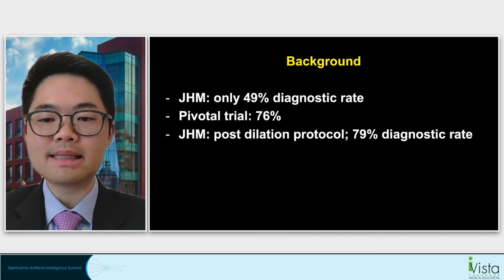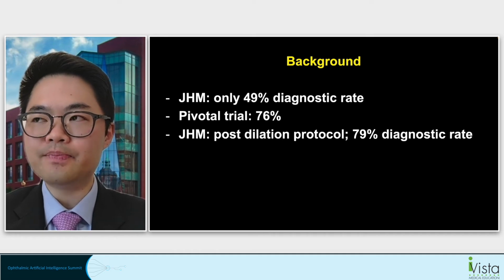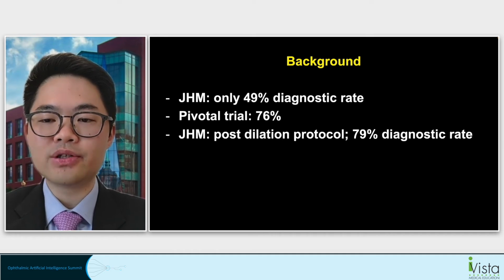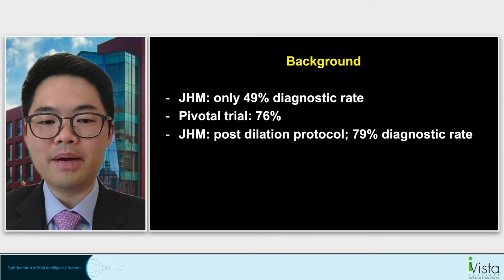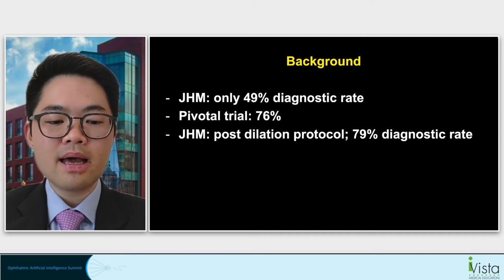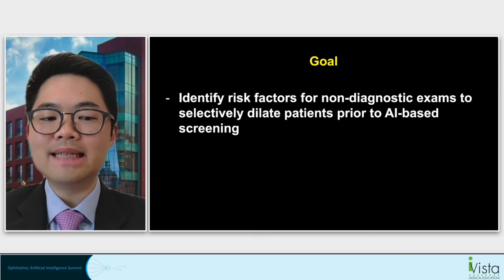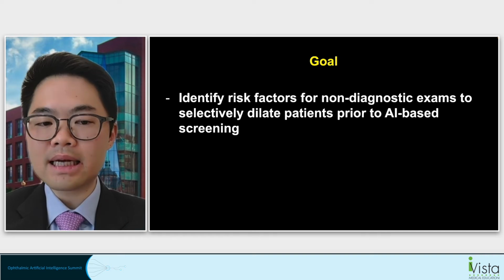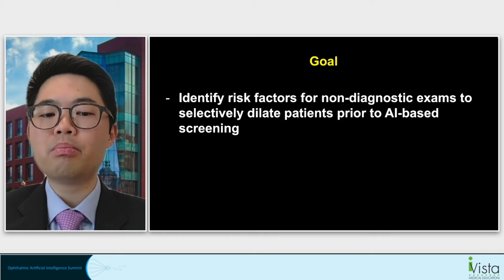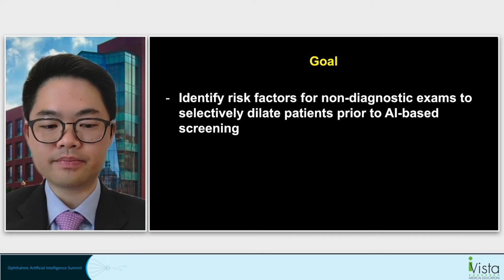Despite this, it is still not an optimal and desirable workflow, because what that means is that we only dilate the patients after they fail the first screening. And this in turn did add quite a bit of screening time and inconvenience for the clinic workflow. That's why the goal of this study was to look back at the data to identify risk factors for non-diagnostic exam. The point is to selectively dilate these patients prior to the AI-based screening so that we don't have to repeat the testing.